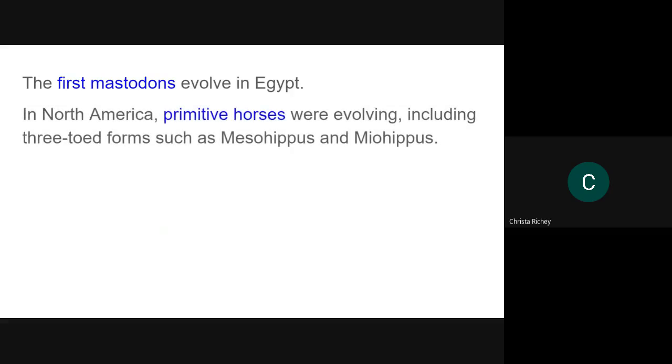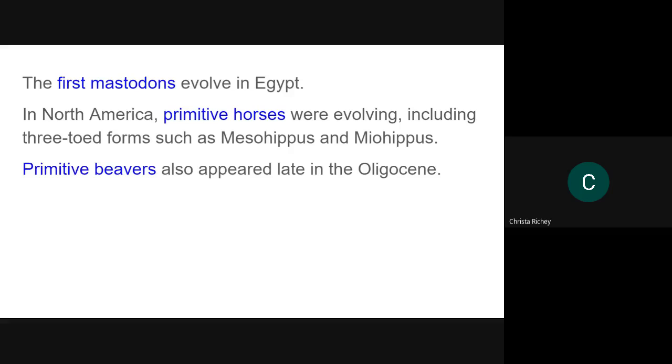The first of your mastodons are evolving in Egypt. Mastodons and mammoths are not the same thing. Mammoths are the really hairy ones. Okay, they're bigger. Okay, mastodons are forest dwellers, and they're not necessarily hairless, but they're more like the modern day elephant. So if they do have hair, it's really sparse, and they're smaller. They're not the same thing.